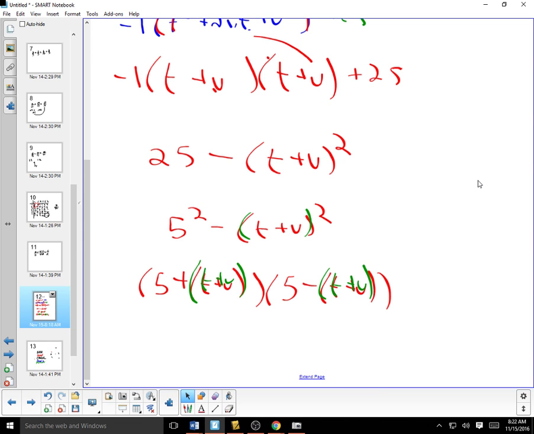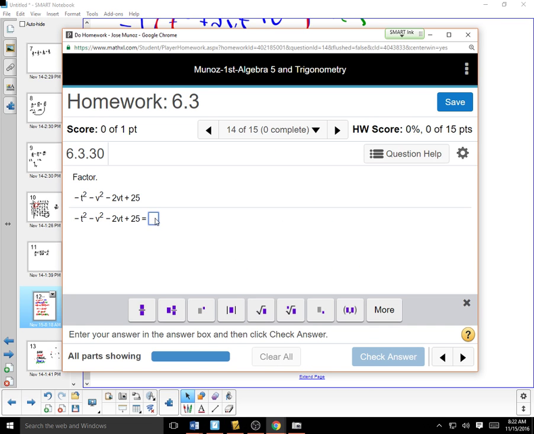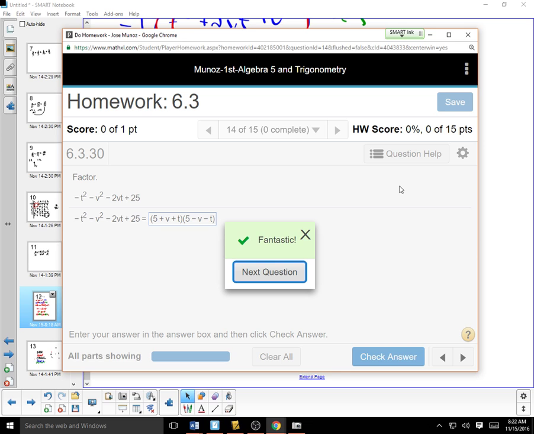So if you want to plug that into the solution, let me plug that in real quick. Okay, so it should read parenthesis 5 plus v plus t, close parenthesis, open parenthesis, 5 minus v minus t, close parenthesis. There it is. It was a tougher one. It was a good question though.